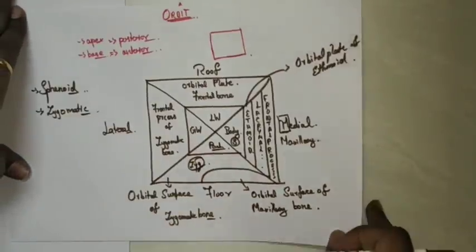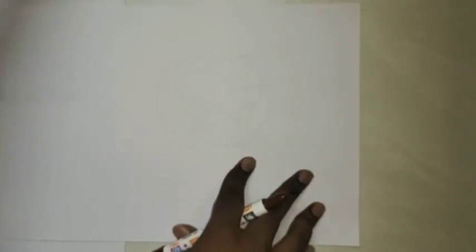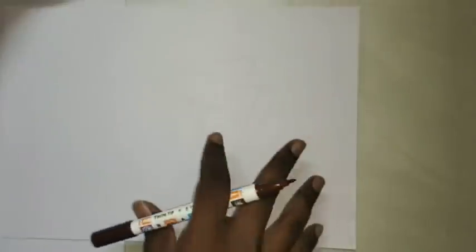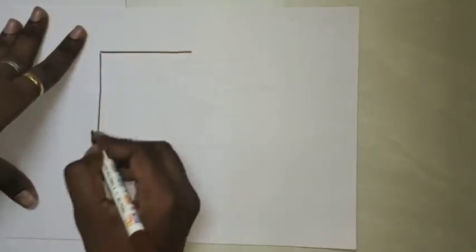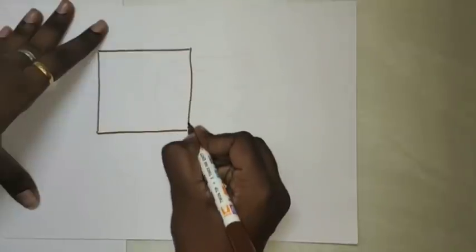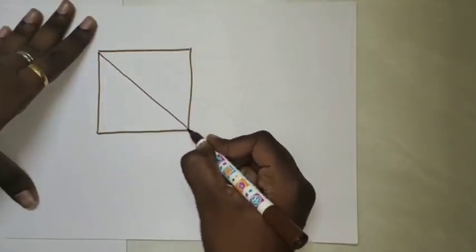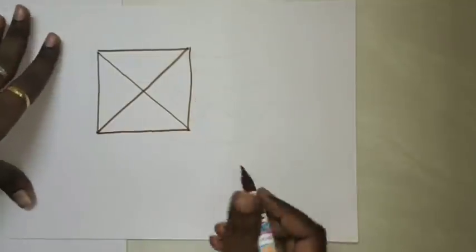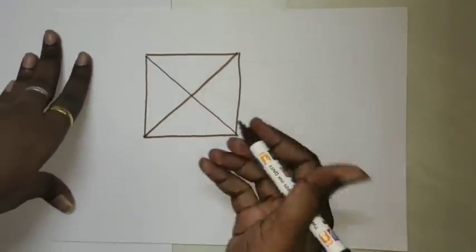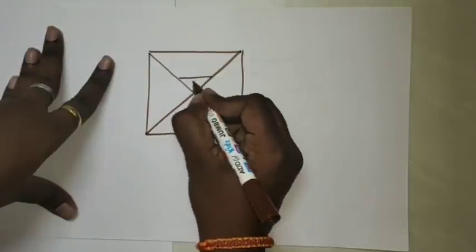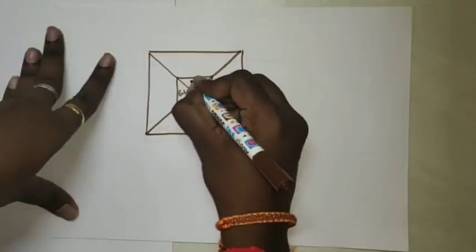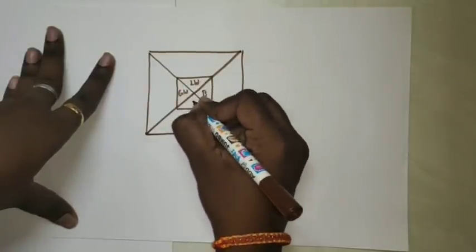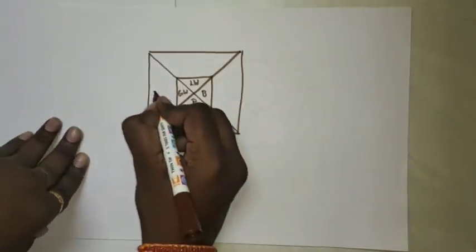So next we'll see about some of the relations and some of the important structures over these bony structures. So for that, again I'll draw the same boundaries. Yeah, so here we all know this will be sphenoid bone. So this will be the greater wing of sphenoid, this will be the lesser wing of sphenoid, this will be the body of sphenoid, this will be the palatine bone, and this will be the zygomatic bone.